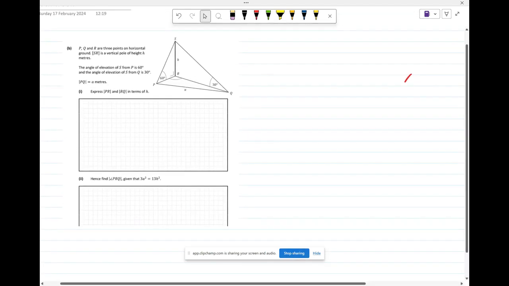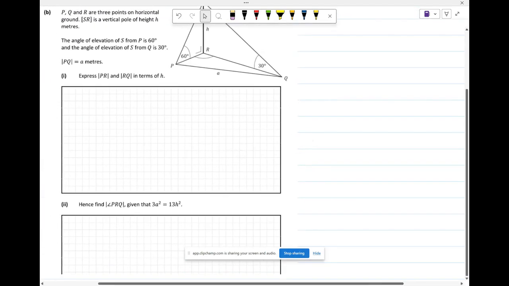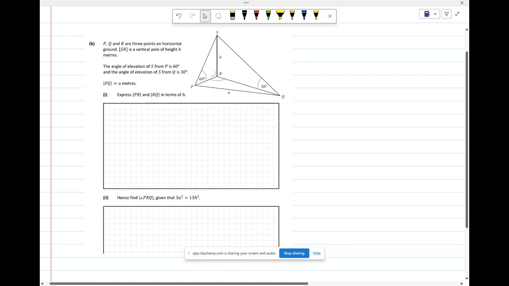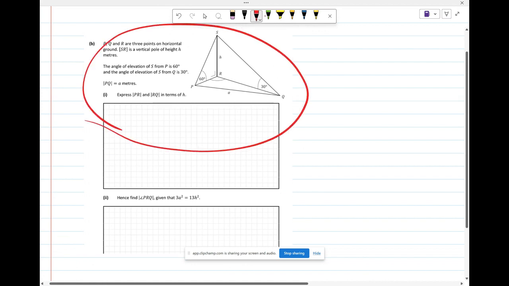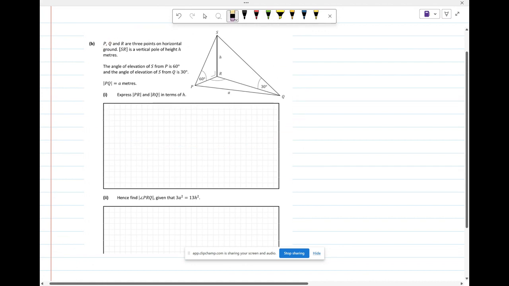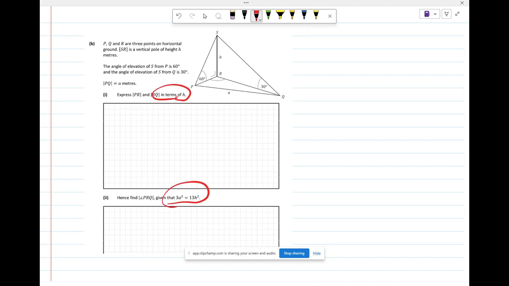Okay, so the next question was very similar to the last questions again. It's a kind of real world based one. But this time the reason I chose it is because our answers are actually going to be in terms of letters and stuff.